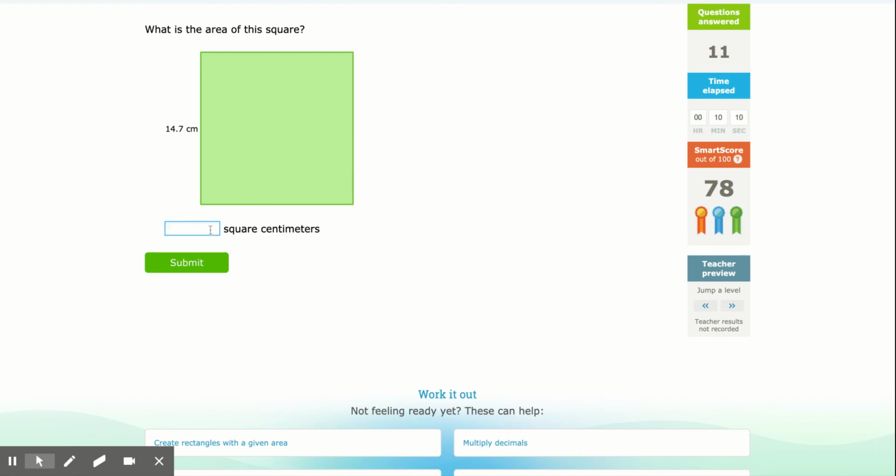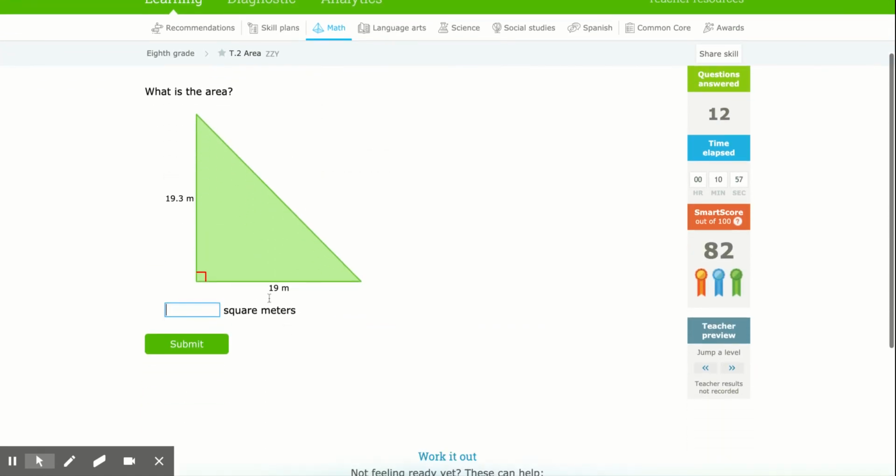Again, what's the area of the square? We've done this one. Again, now you'll probably need the calculator. So using your calculator, you get 216.09. It doesn't say to round anywhere, so don't round if it doesn't ask you to round.